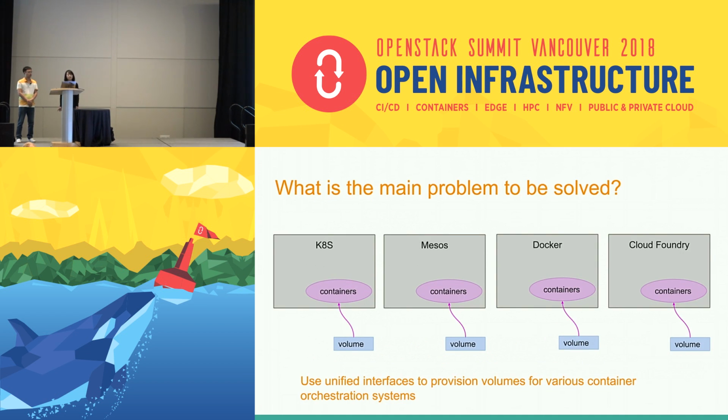Without CSI, each CO has its own way of writing a plugin. Docker has its plugin, Mesos has its own, Cloud Foundry has something called Percy for its persistent volume service, and Kubernetes has Flex Volume, Dynamic Provisioner, and the in-tree plugin. So with CSI, we have a unified interface, so we can just write one plugin that should work for Kubernetes, Mesos, Docker, and Cloud Foundry.